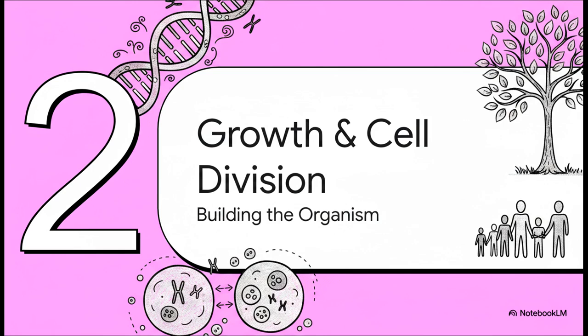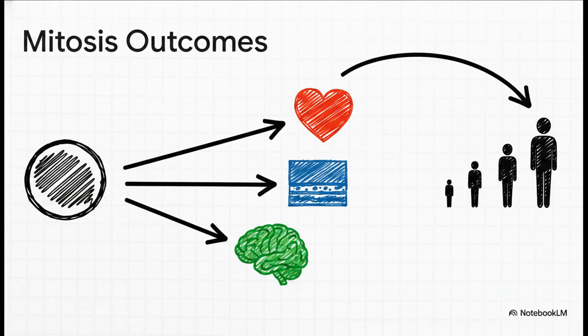All right, moving on to section 2, growth and cell division. So now that we know what the manual actually is, how does the body use it? Well, this brings us to mitosis. And look, for your review, we aren't just memorizing phase names here. We really need to look at the outcomes. Mitosis absolutely drives your physical cellular growth, for sure, but it also drives cell differentiation. Basically, that means it allows a really basic general cell to read different parts of the manual and specialize. It becomes a heart cell or a skin cell or a brain cell. It's how we develop into complex organisms.